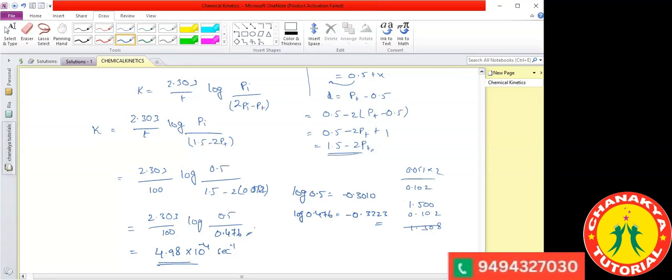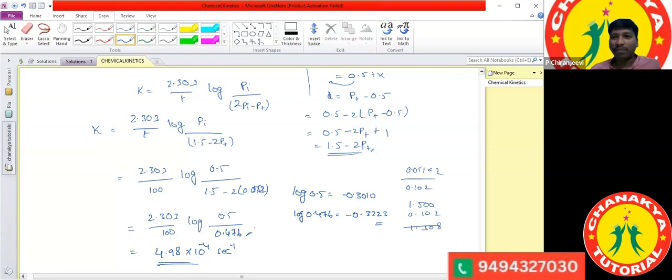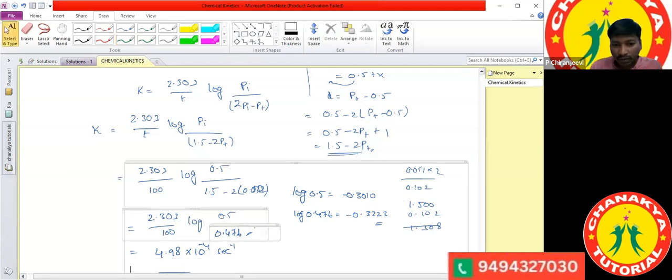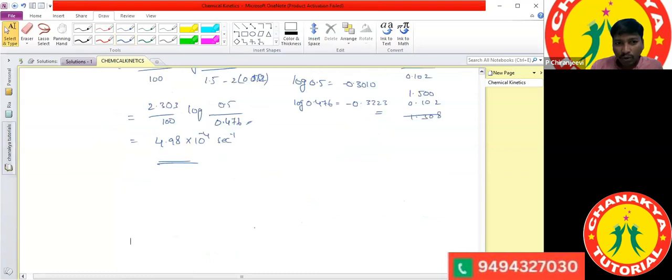Got the clarity? Yeah, sir. Got the clarity, Ritu? So better to focus on the calculation part also. Calculations are very, very important. Okay. Now that is what I'm checking here. So one more question. If you finish, shall I go for one more question? I think this one you are able to do.